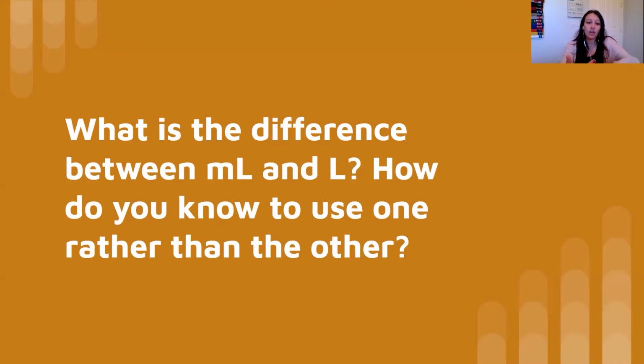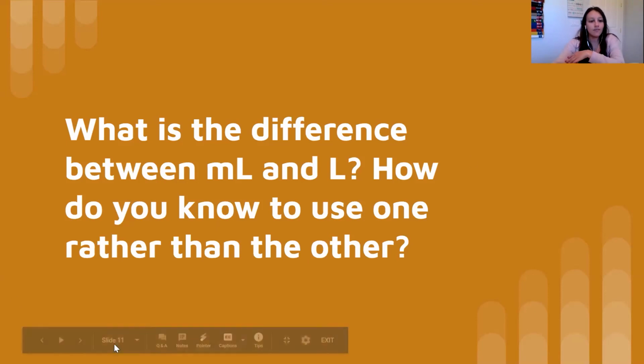So, now that you've gone over some ideas of how to answer these questions, let's go over it together. First off, I asked, what is the difference between milliliter and liter? So we found that a milliliter is way smaller than a liter, right? Remember, a milliliter is like a few drops of water. This is 1 liter. So a few drops of water is so much smaller than this entire bottle here. And then how do you know to use one rather than the other? Well, we know milliliters are smaller than liters. So if we are measuring something smaller, we're going to use a milliliter. If we're measuring something bigger, we will use a liter for it.